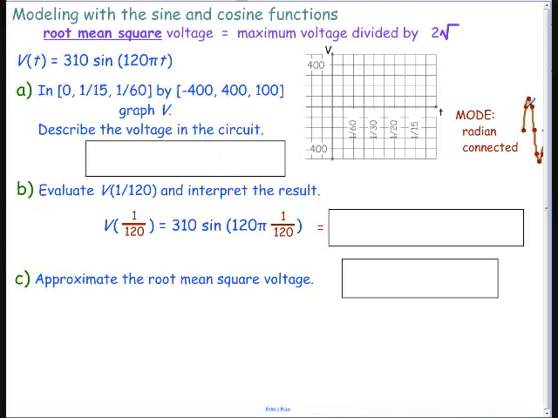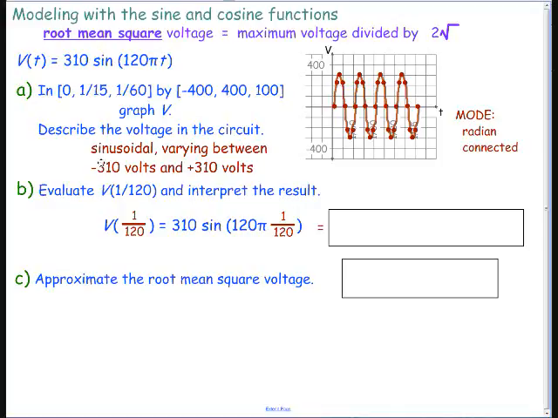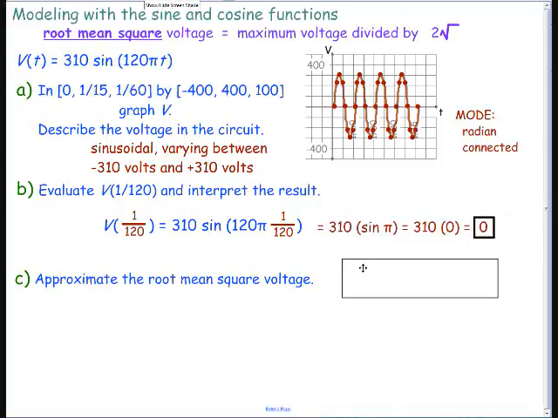This is just what we did a moment ago. I had worked this out in advance. That's what we saw when we put that in. We described the voltage in the circuit as, well, I'm not sure I used the word sinusoidal. I should have. Varying between -310 and +310. We evaluated 120. We actually didn't talk about what the result meant. We didn't interpret it. Unless we say, well, halfway through the cycle, the voltage is 0. I guess we could have said that.